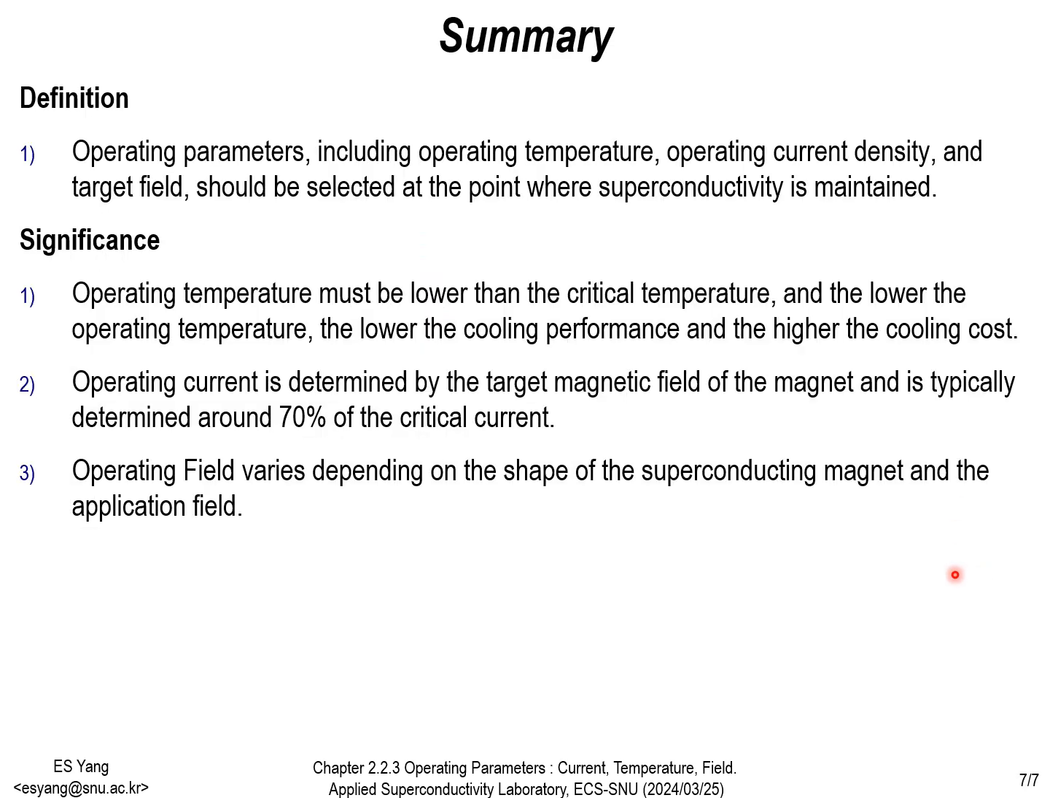In summary, operating parameters, like temperature, current, and field, need to be selected carefully to maintain superconductivity. The temperature has to be below the critical temperature, but keep in mind that lower temperatures mean higher cooling costs. Usually, the operating current is set at around 70% of the critical current. The target magnetic field values and their locations can vary based on the magnet shape and the application field.